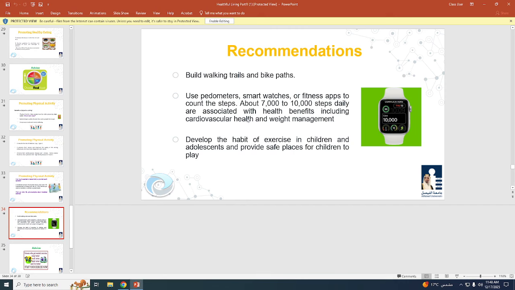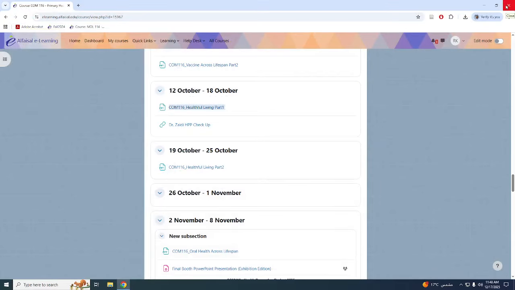How many steps are recommended every day? 7,000 to 10,000 steps to maintain our health, not to reduce weight. That's it for this part. Do you have any lecture out there, or maybe the others, I don't know.